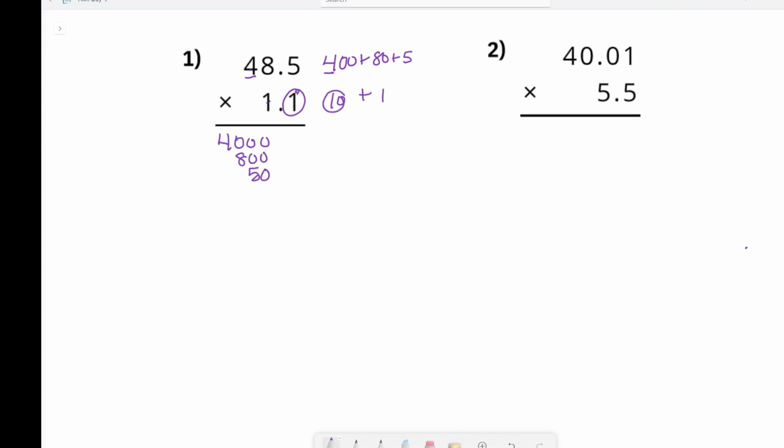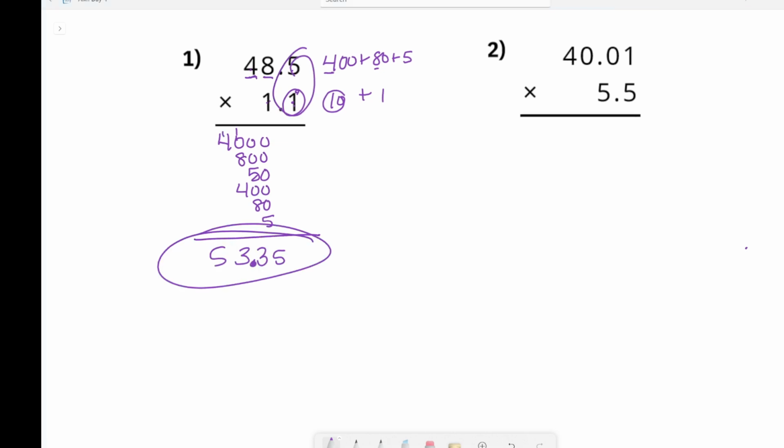Now we're going to go here. 1 times 400 is 400. 1 times 80 is 80. And 1 times 5 is 5. And then add them all together. Put in our decimal. Same answer, 3 different ways to get there. And don't forget to do inverse operation.